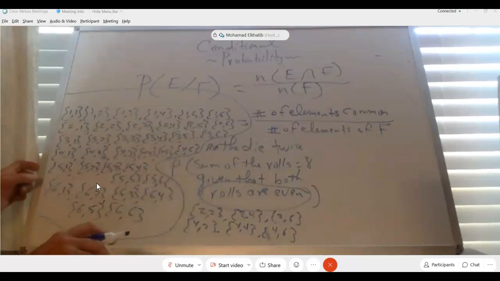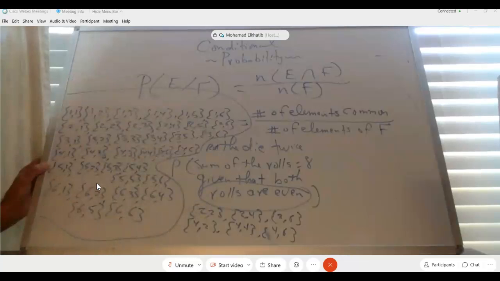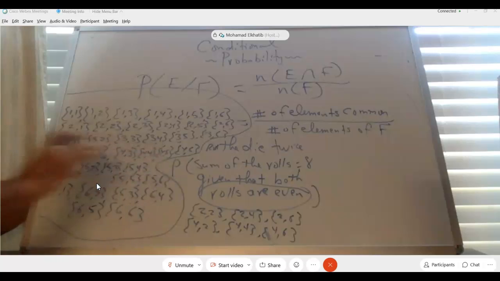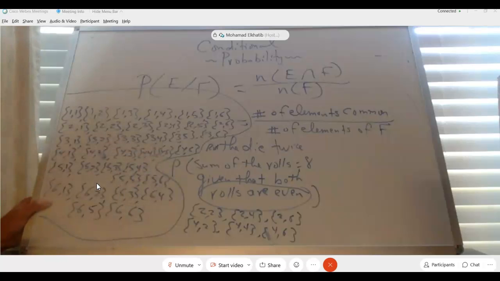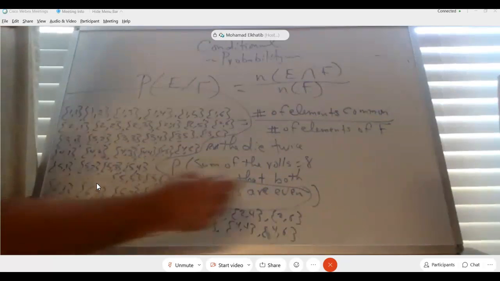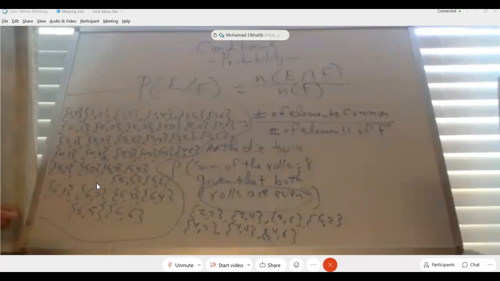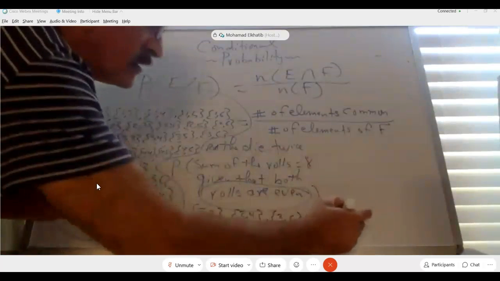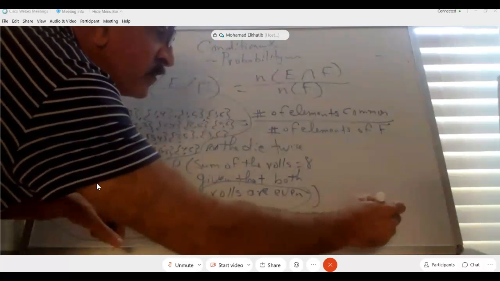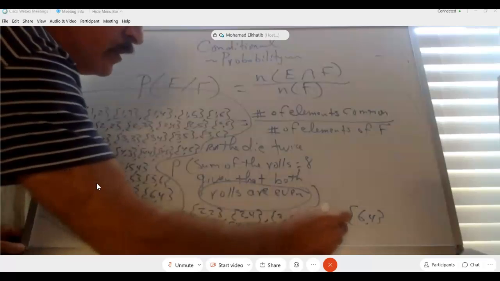What about the fifth? Number 5 is all going to be wrong. Why? You cannot pick any of them because it starts with an odd, which means there's no way in the world they're both going to be even. 6. 6, 1. 6 is even, 1 is odd. Nope, they're not both even. 6, 2, yes. 6, 3, no. 6, 4 is yes. 6, 5, no. 6, 6 is yes.